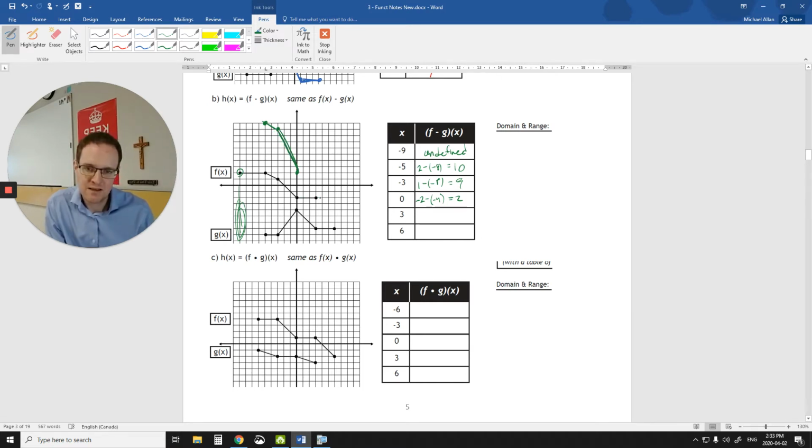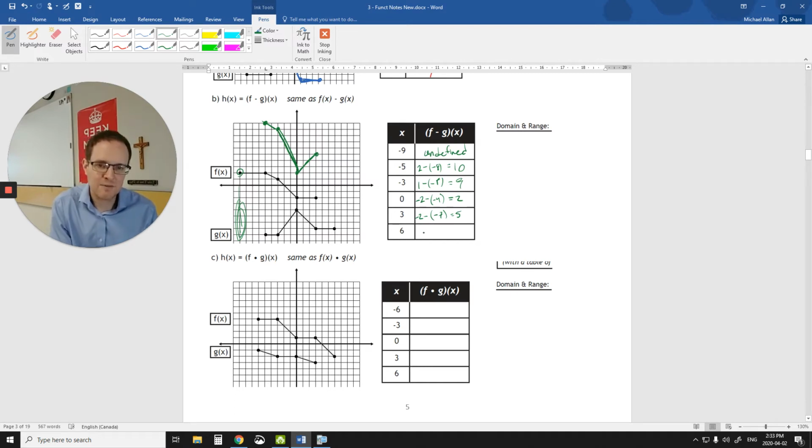Okay. The next, at 3 here, we have -2 minus -7. So that turns into 5. Is that right? 5? Yeah, okay. 5 right there. So the graph's going to look like that.